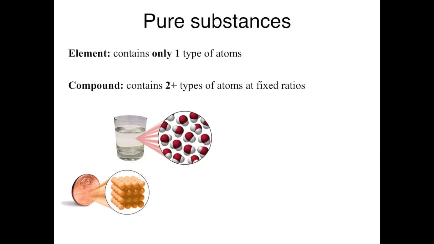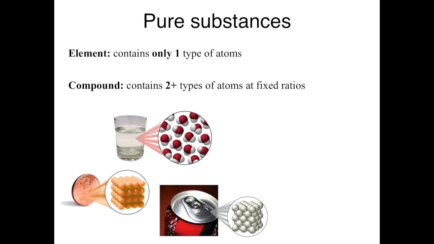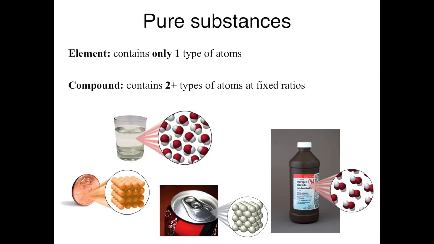So let's try and analyze an aluminum can. How would you describe an aluminum can? Is it an elemental or is it a compound? If you said it was elemental, you are correct. If you zoom into this aluminum can, you can see that it is made purely of one type of element called aluminum.